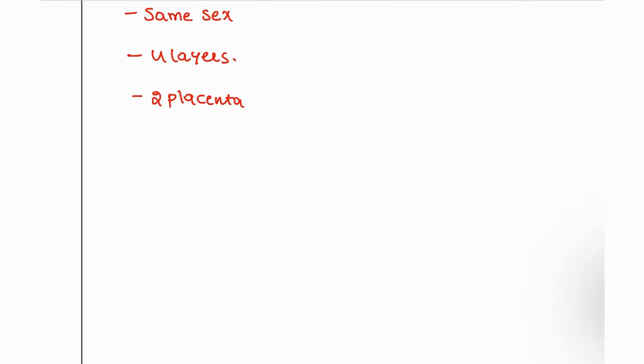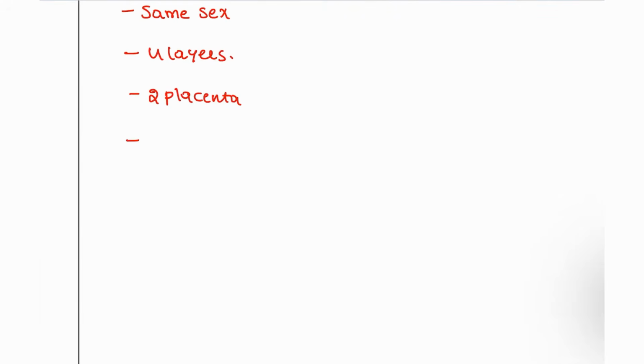For this patient, usually they are of the same sex, or sometimes different sex. Most of the time same sex only. How many layers are present? 4 layers are present for this patient. Always two placentas will be present here. What is the sign you are going to see on the ultrasound? The twin peak or lambda sign. Always this is the most common, and good prognosis will be seen in this patient.